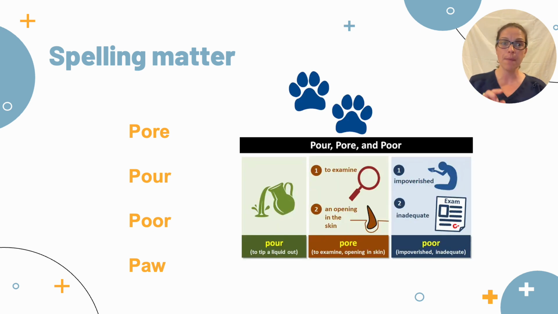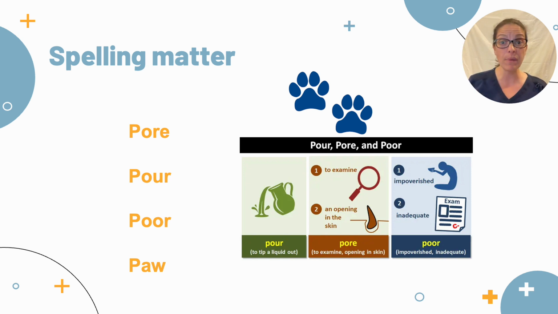So for the first one, P-O-R-E, these are little holes. So you might have a pore in a sieve, or in your coffee filter, or in your skin, or in the collecting duct that allows for the water to be extracted, hence why I'm including this here. Or to pore over the data means to examine it closely, to look at all of it. The second one, P-O-U-R, is that you're going to pour some liquid, okay? For example, to tip it out.